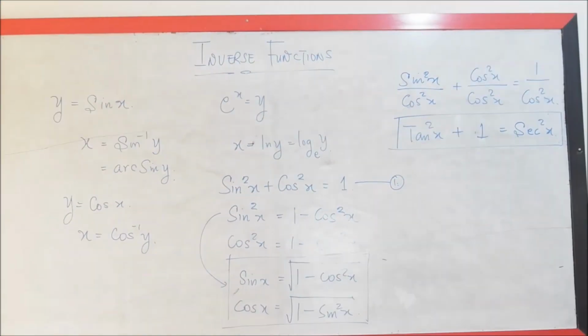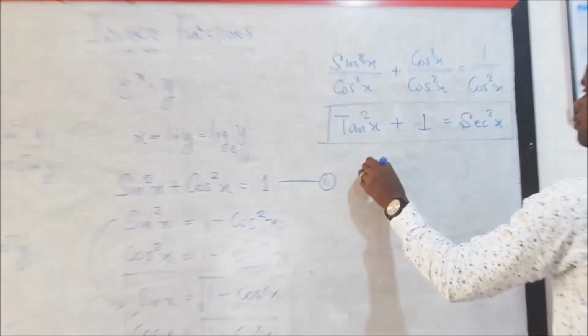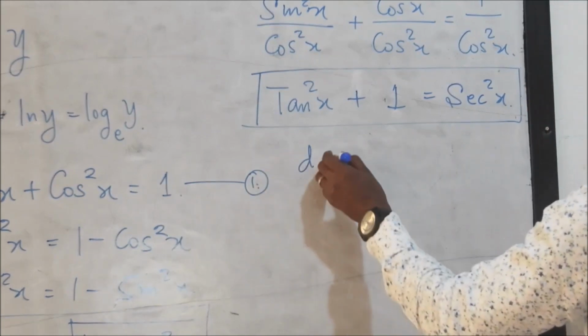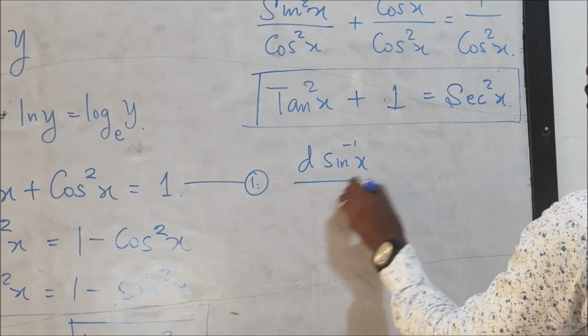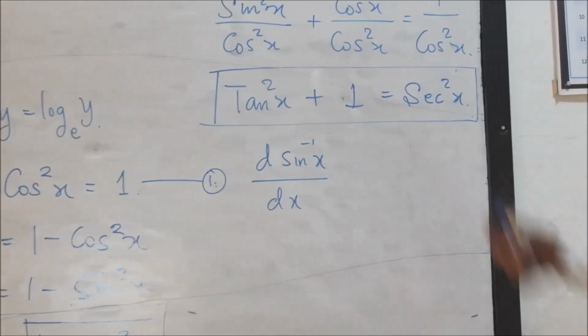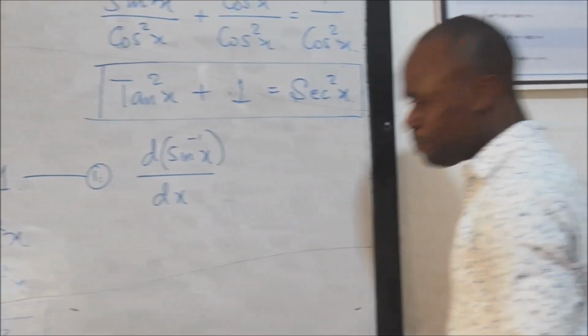The first derivation is we want to find out the derivative of sine inverse of x with respect to x. So this is one of the things we are going to handle. We want to find the derivative of this. So how do we do that?